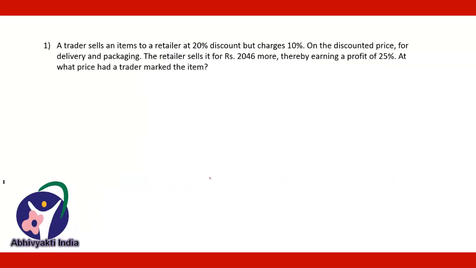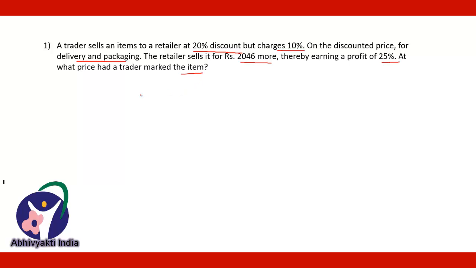Here is the first question on the screen: a trader sells an item to a retailer at 20% discount but charges 10% on the discounted price for delivery and packaging. The retailer sells it for rupees 2046 more, thereby earning a profit of 25%. At what price had the trader marked the item?